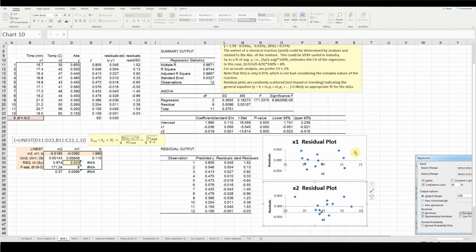It's useful to look at residual plots. So yes, that's all there is to it. It takes a lot longer to explain than it does to do it. Multiple regression is a really powerful tool, and it's something the students should be familiar with.